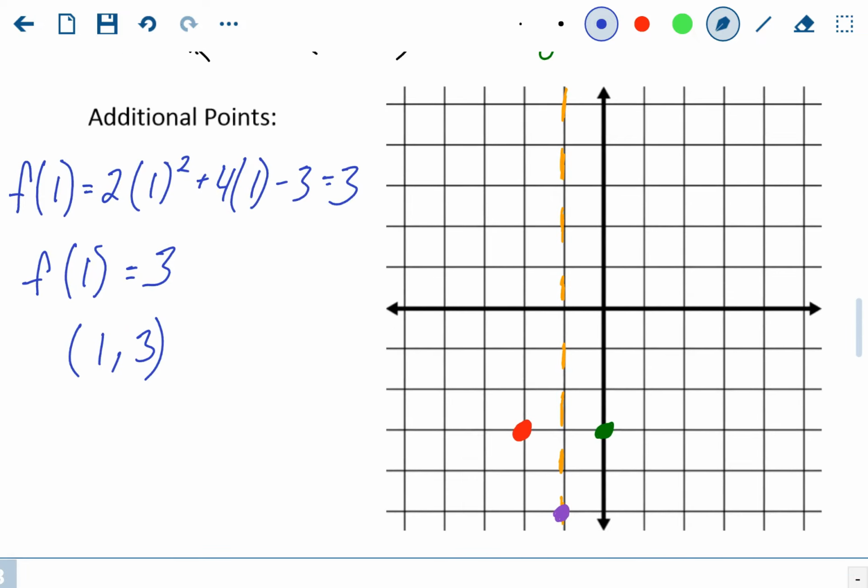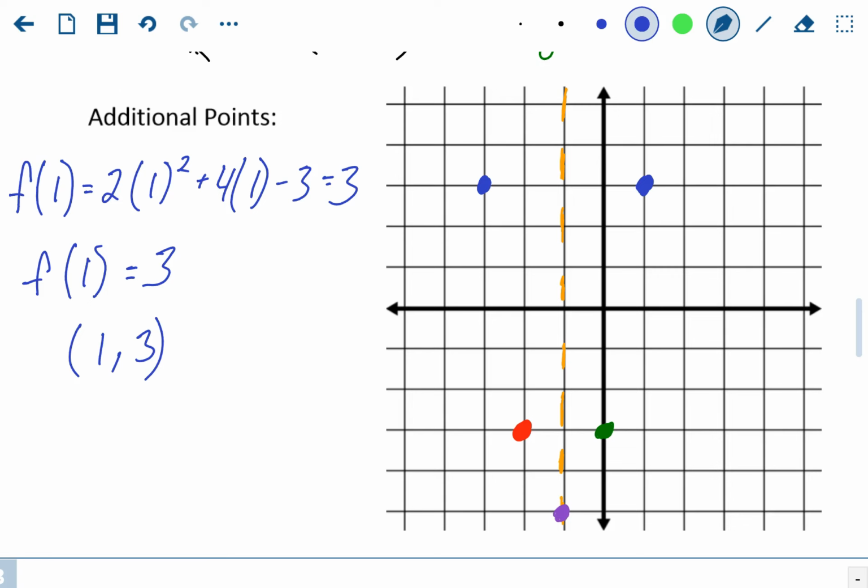So I can graph that point. (1, 3). It's up here. Now again, since I know a point to the right, I could reflect it over to the left. So since I know (1, 3) is a point, that means over here at (-3, 3), that's also going to be a point.